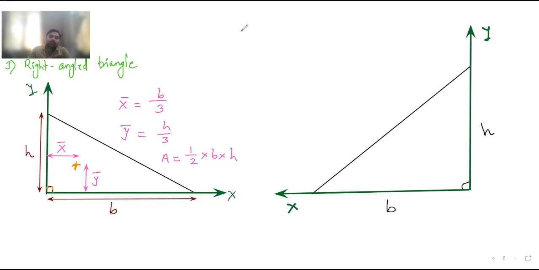Now if you see, this is your y axis, this is x axis. Here your y values are positive, but your x values are negative, as it is coming in the negative side in the second quadrant.